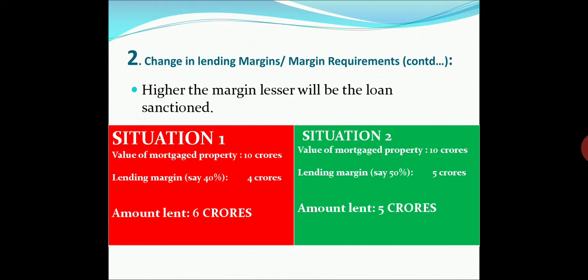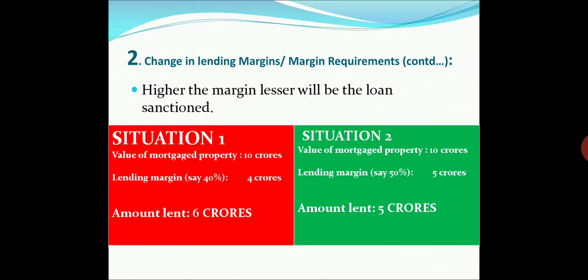In these two situations, we will be understanding the concept of lending margins, as well as the concept which says that the higher the lending margin, the lesser would be the loan sanction. In situation 1 and situation 2, the value of mortgage property is 10 crores. The value of mortgage property has been kept equivalent for comparative analysis purposes. Now in the first situation, the lending margin is 40%.